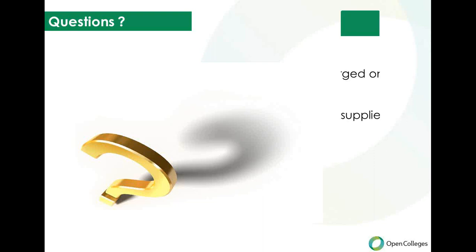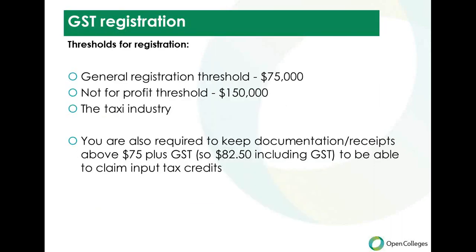GST is the next topic on the agenda today, and in Australia, GST is charged on the supply of most goods and services. For example, if we supply goods or services, if we supply a right or we sell certain property, GST of 10% is charged. Now remember the registration thresholds. The general registration threshold is $75,000. For a not-for-profit entity, that threshold increases to $150,000, and the taxi industry must register for GST. So just be aware of that, that's another important point.